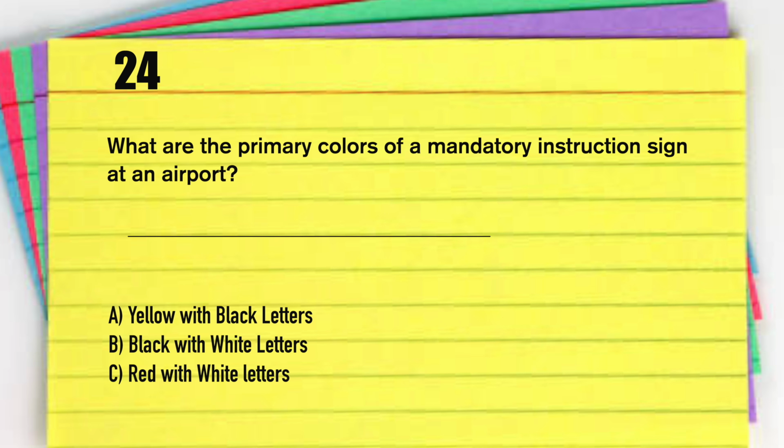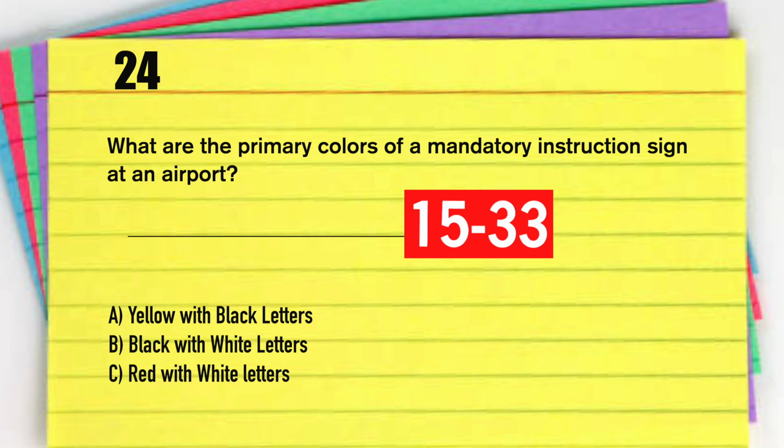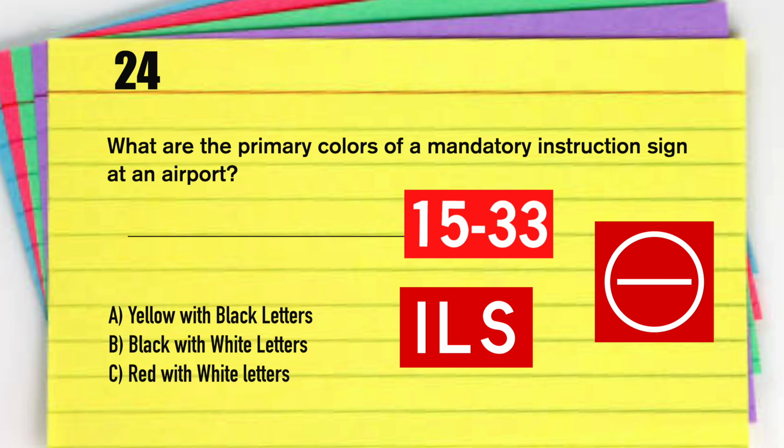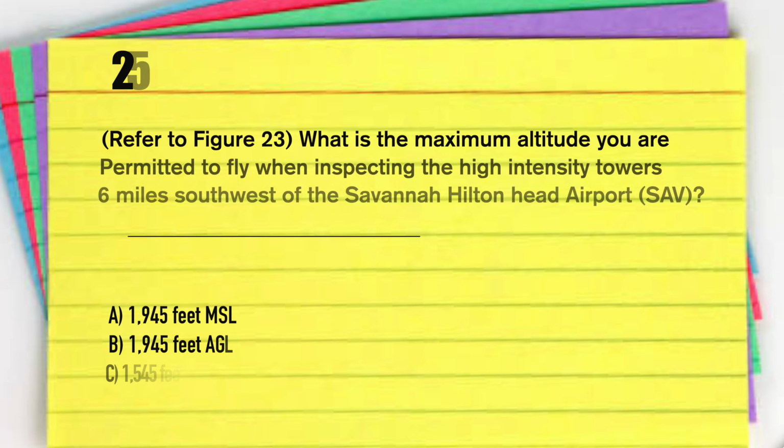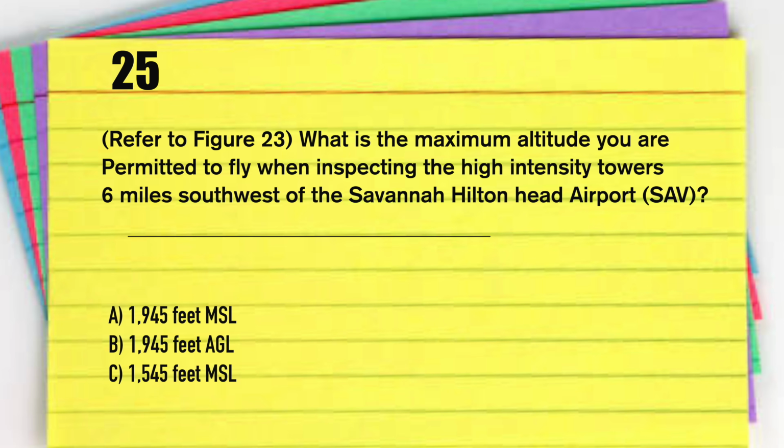And here's a quick follow-up flashcard for you. What are the primary colors of a mandatory instruction sign at an airport? Well, we already went over that, right? Red background with white letters. Flashcard 25. Let's get a little tricky on this one.